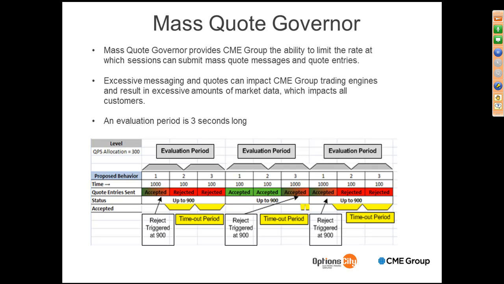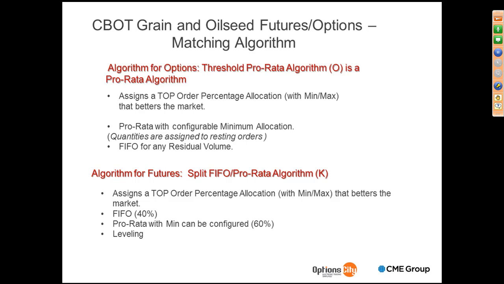Okay, so let's talk about some matching algos now. The CBOT grain and oilseed futures and options have a certain matching algorithm that it follows to execute the quotes that you're sending. The futures follow an algorithm called K algorithm, and options follow the O algorithm. Let's talk about the O algorithm first. It's called the threshold pro rata algorithm, and what this does is assign a top order percentage allocation.